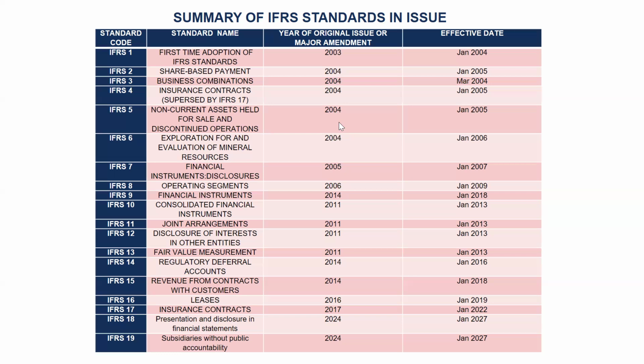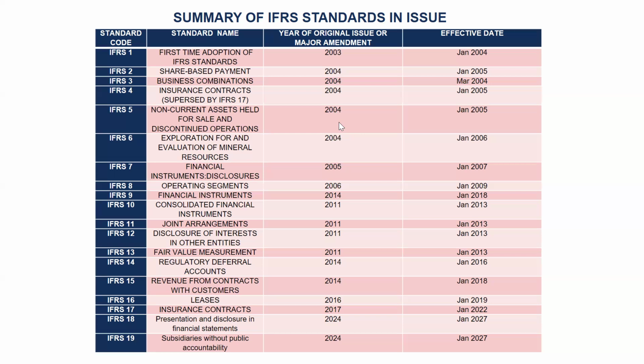IFRS 17 deals with insurance contracts. This is the first international standard dealing with insurance contracts, because IFRS 4 can be viewed to have been an interim standard. The standard was issued in 2017 with an effective date of January 2022, which was later moved to January 2023.